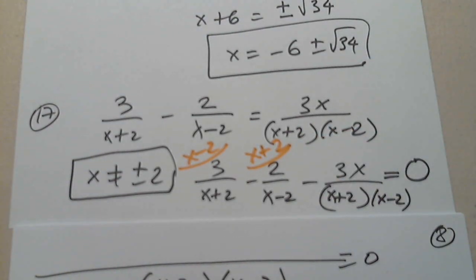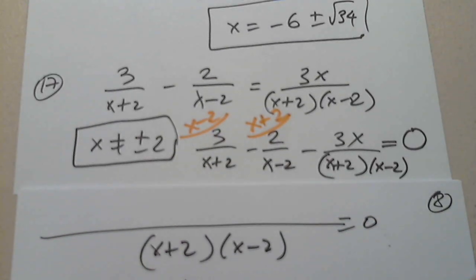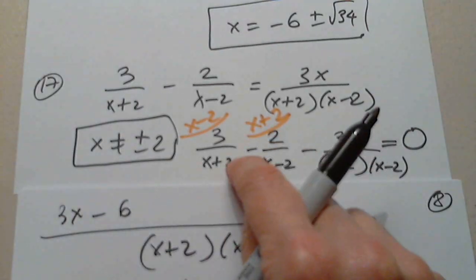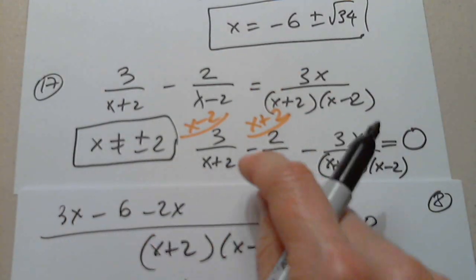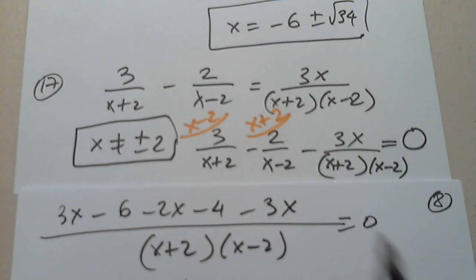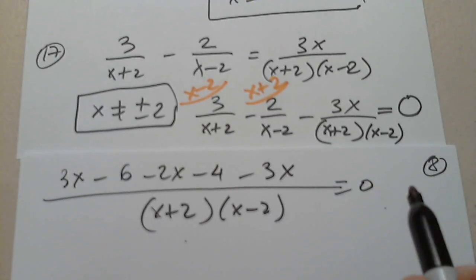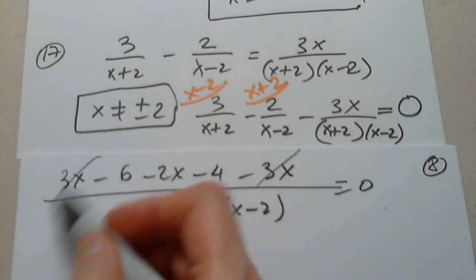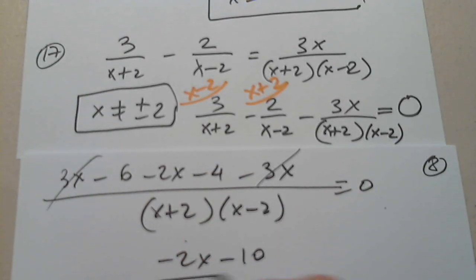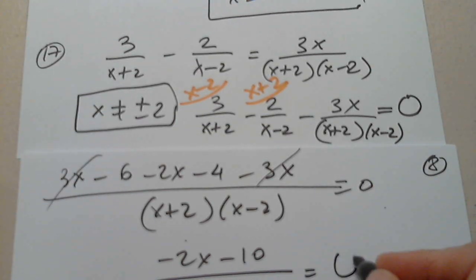Again, if you find the time and patiently watch those videos, you will understand everything, and you will ace everything else moving forward. 3x minus 6 minus 2 times x minus 2 times 2 minus 3x. Now, combine like terms. These are gone. Negative 2x, and this is minus 10 over x plus 2, x minus 2. Do not forget the equal symbol and 0.